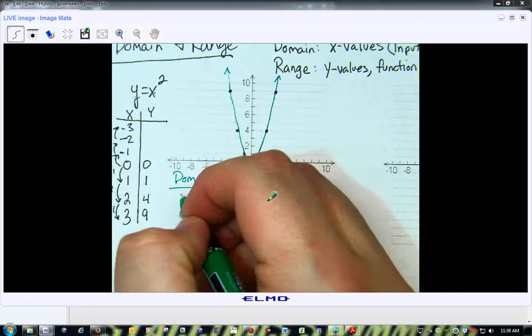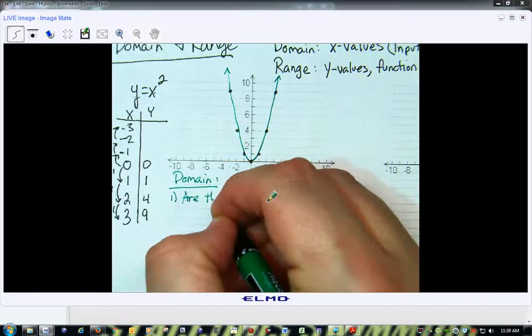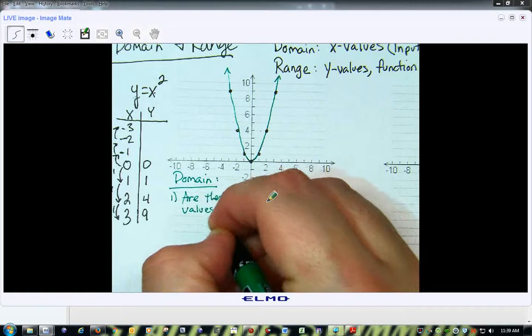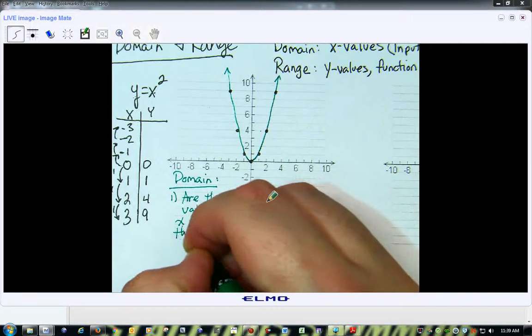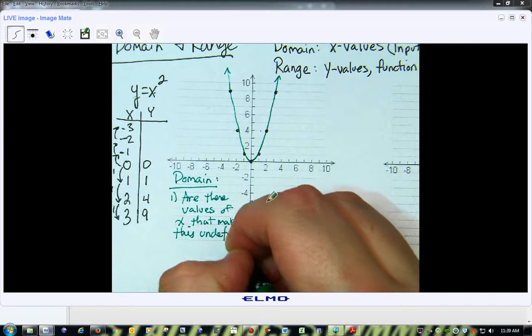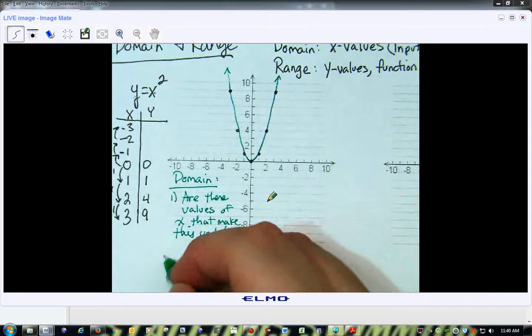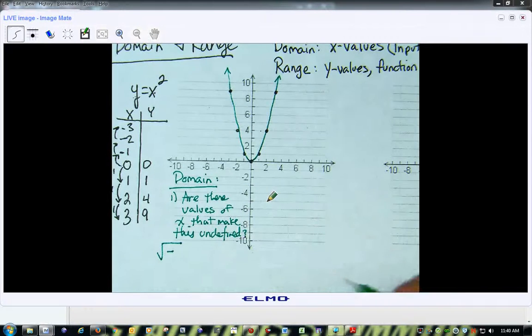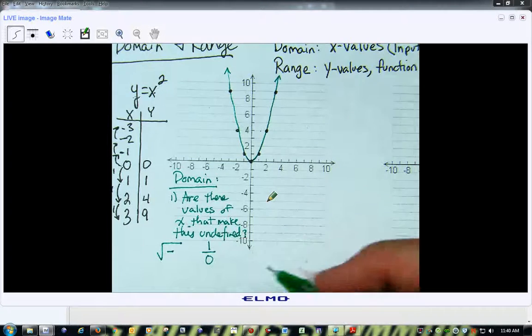Now, the first thing you look for, and the biggest thing, is the question: are there values of x that make this undefined? Is there what I like to call problem children? Are there any problem x's that are going to make this undefined? The biggest thing that you want to look for is a square root of a negative number or dividing by 0.